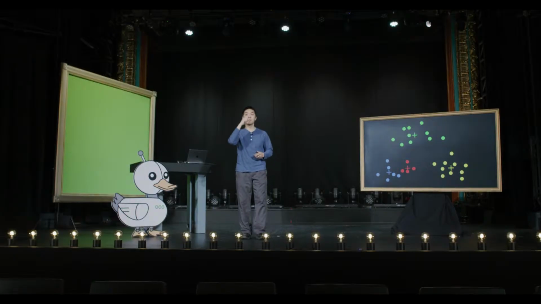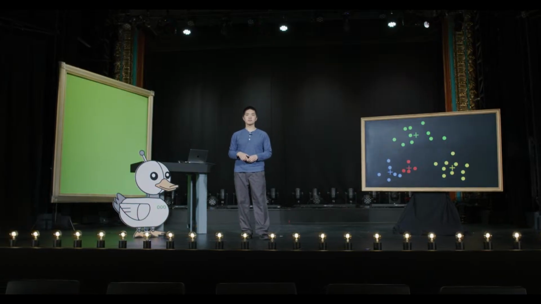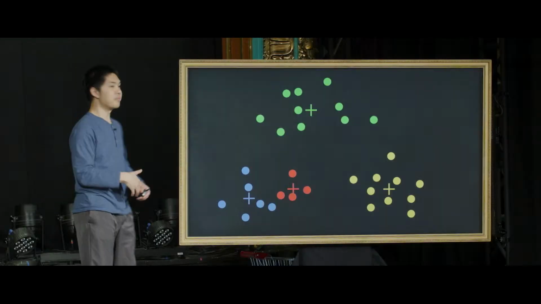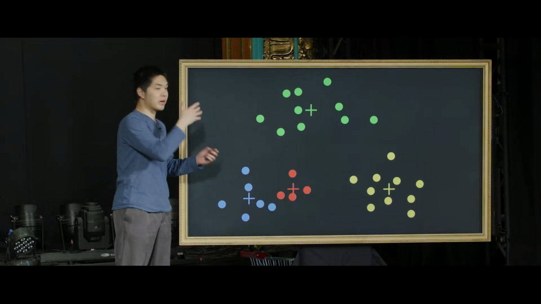Yeah? If you start with 4 different random points, will you still get the same convergence and the same final 4 clusters? If you start with 4 different random points, will you always end up with the exact same clusters? No, not necessarily. If you started with different ones, you might end up with a different organization of clusters.